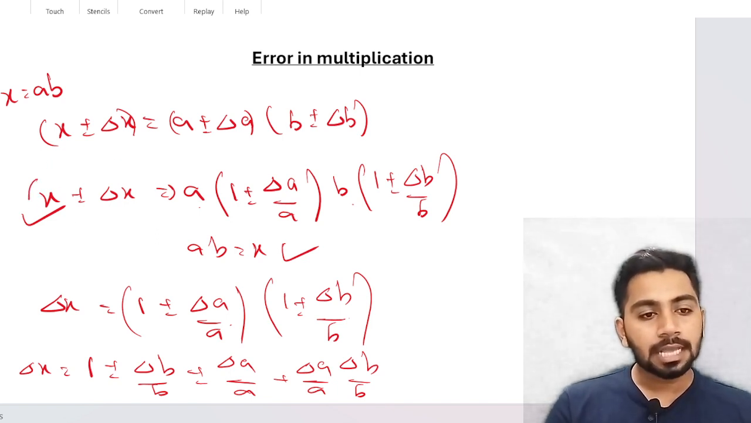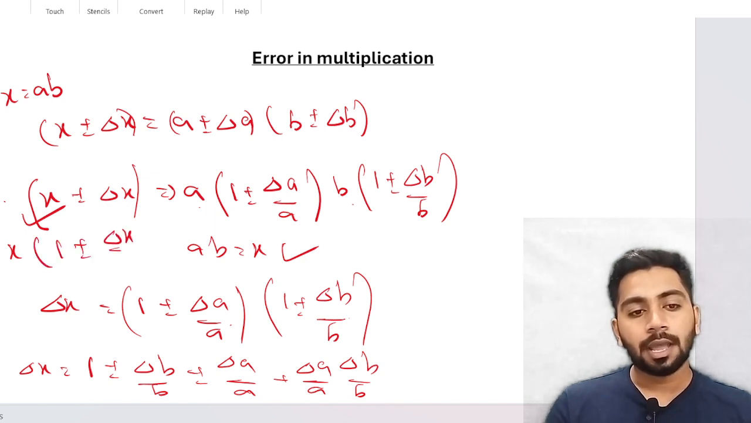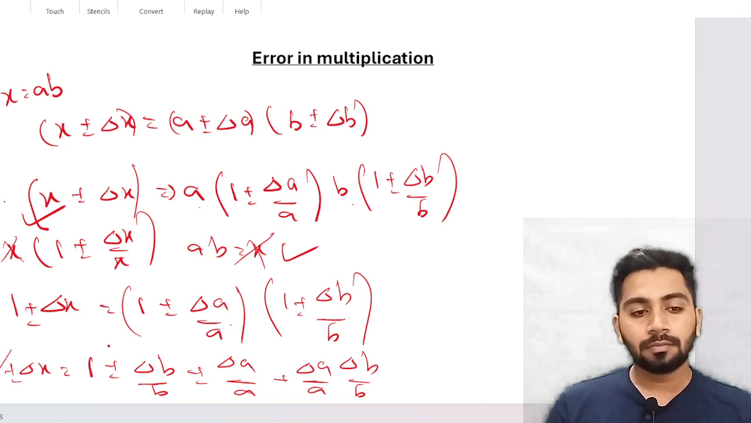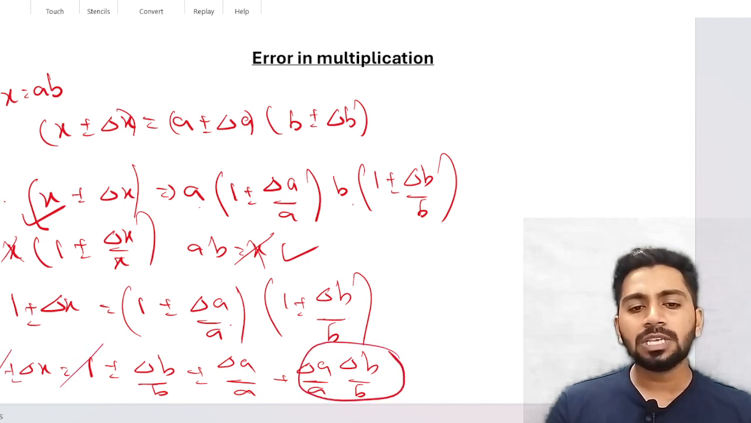One more thing. In this also I will remove x outside. If I remove x outside, it will be 1 plus or minus error by error. Now cancel your x. Here there will be 1 plus or minus. This one gets cancelled. And this value is there now. This value is very small.